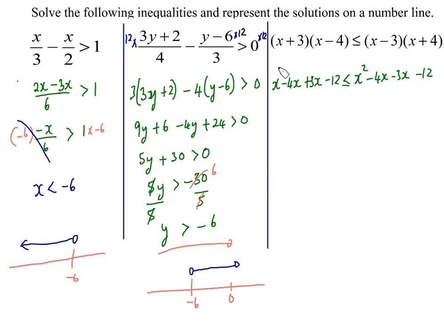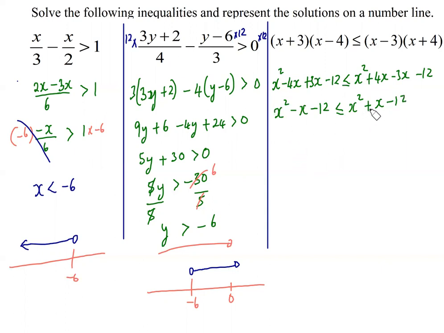In this case, what we have is x squared minus x, which is minus 4 plus 3, giving us minus 1. So minus x, less than or equal to x squared. Let me just check if I made a mistake here. X times that is going to give us plus 4 there. So 4x minus 3x gives us positive x, minus 12.